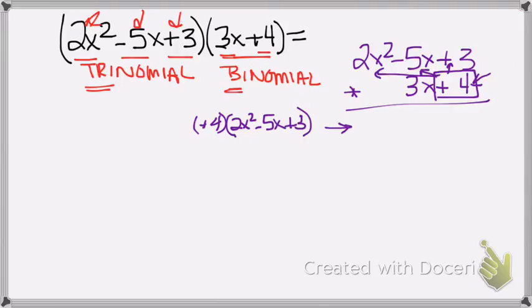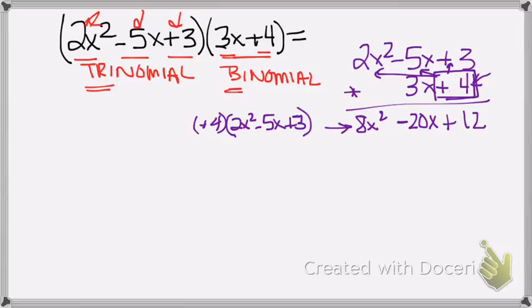So I'm going to start with the 4 times the 3, and that gets me a positive 12. Then I take the 4 times the minus 5x, and that gets me a minus 20x. And then I take the 4 times the 2x squared, and that gets me an 8x squared. And so that first row is what I get when I multiply the 4 from the bottom times each of the terms on the top.